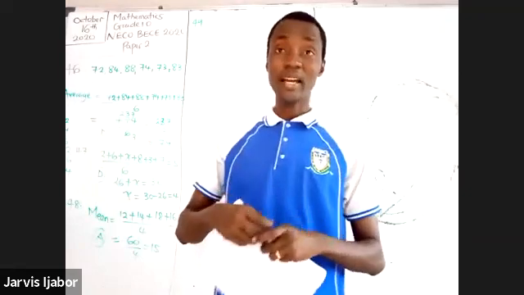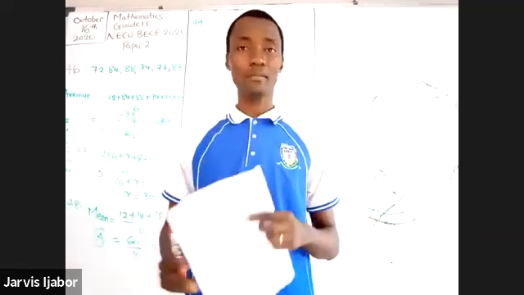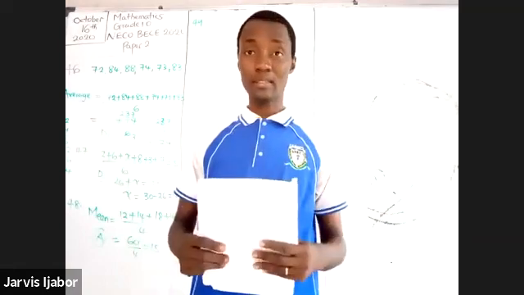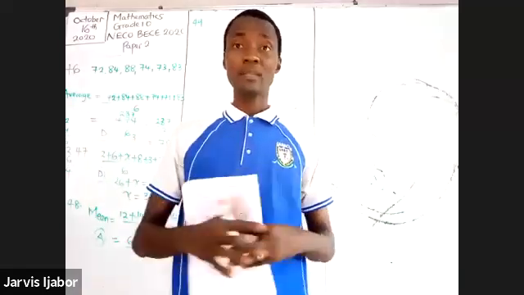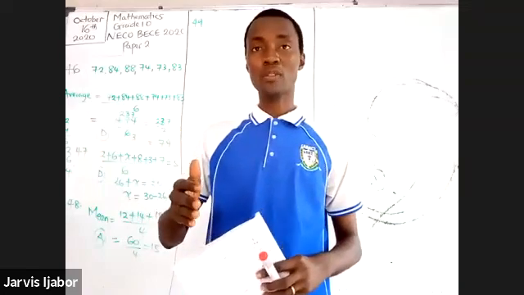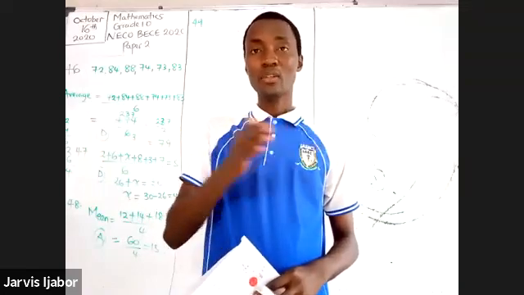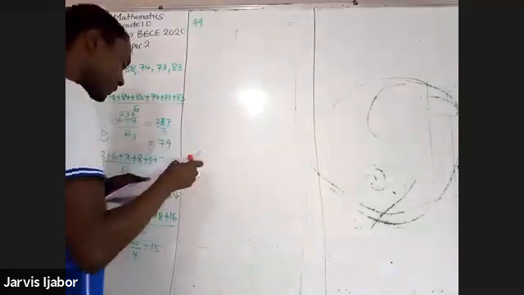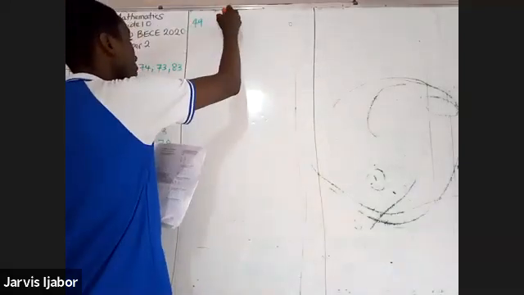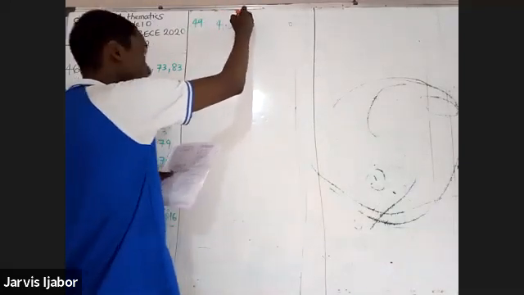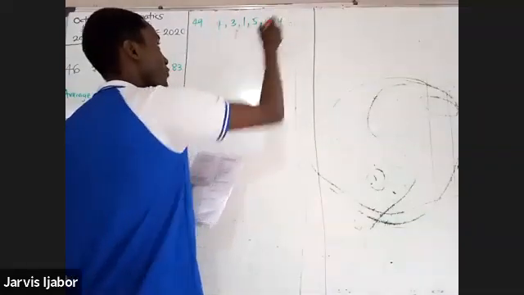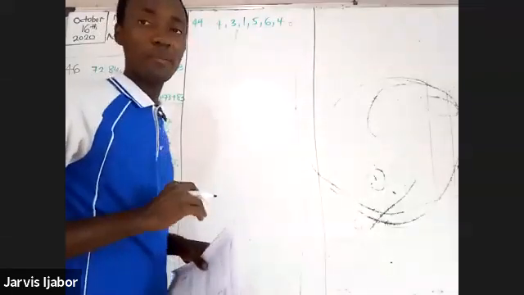And to do median, we do what is called ranking. What is ranking? Ranking simply means arranging numbers, especially when it pertains to sets. Simply means arranging numbers from what? From highest to lowest, or from lowest to highest. So we write the data on the board: we have 4, 3, 1, 5, 6, and 4. So we're going to rank them.